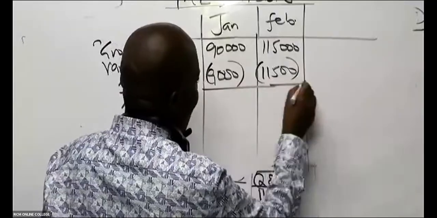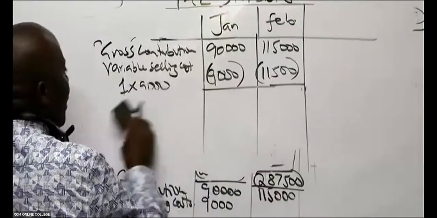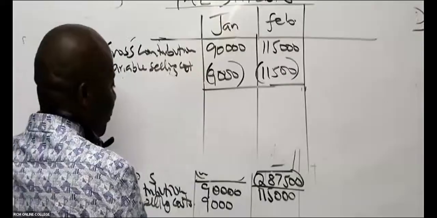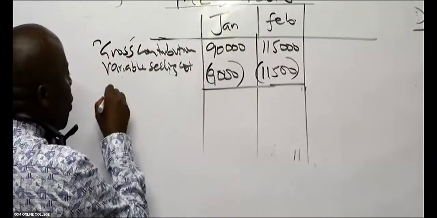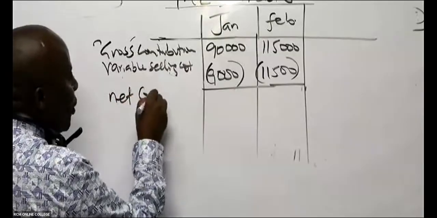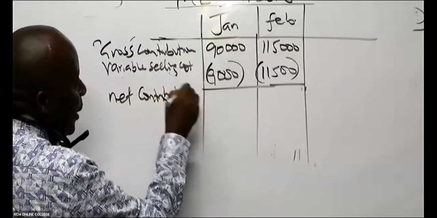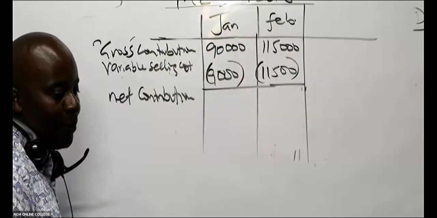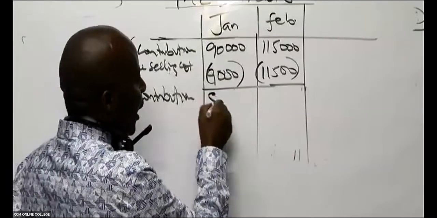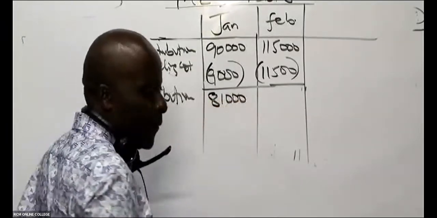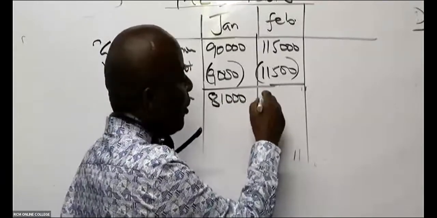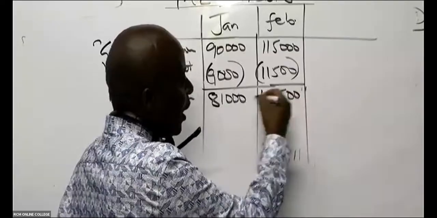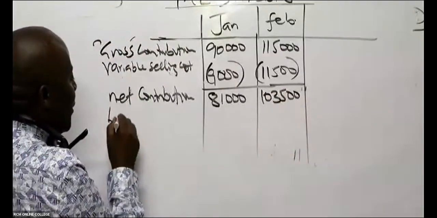And then you'll be able to come and give us what we call net contribution. So net contribution here, I'm being given 81,000, isn't it? 81,000. How about this one here? 103,500. And then now you come and less fixed costs.